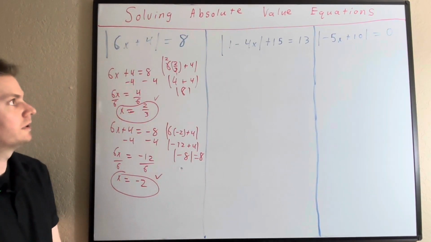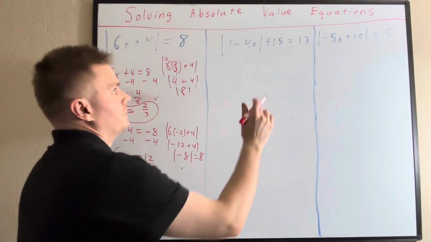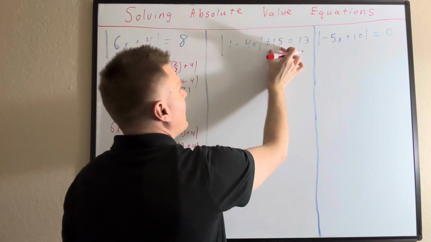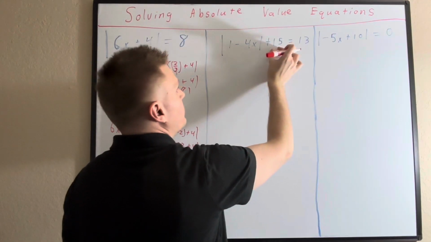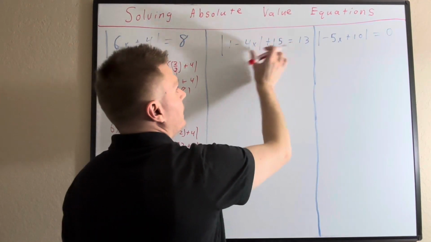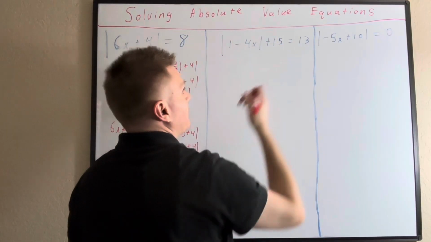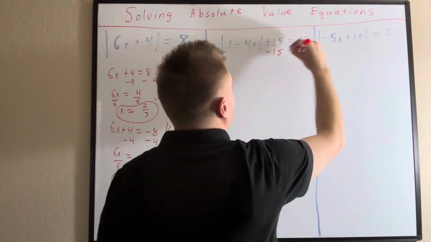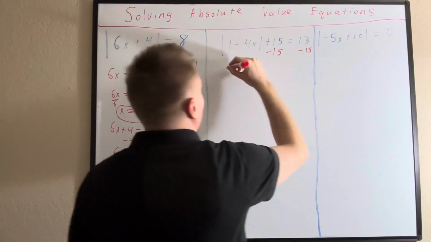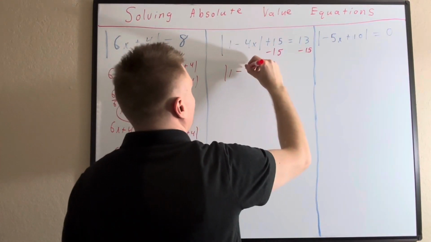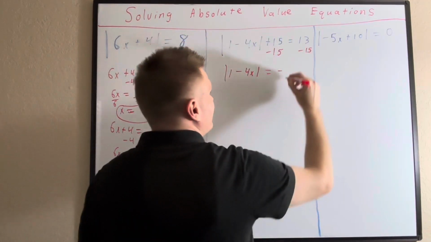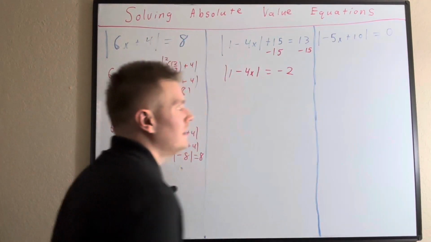All right, next one. I'll give you a good look at that one, then move on to the next one. So we have an absolute value here, but then we have some more numbers on this side of the equation from that. So we need to move that 15 over to the other side, right? Okay, so we have absolute value of 1 minus 4x equals 13 minus 15 is negative 2. Wait a minute.